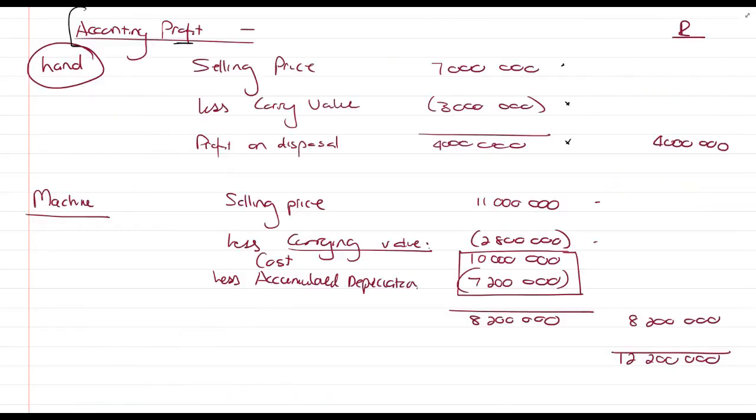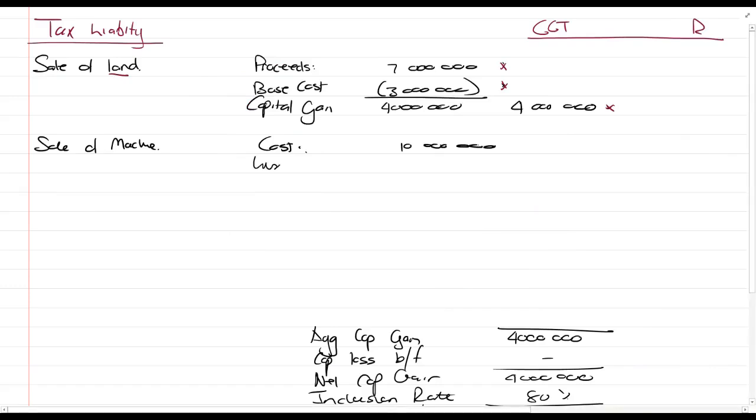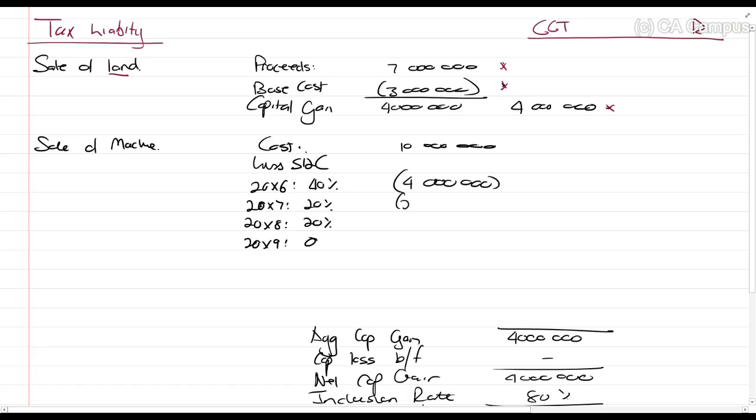That's just important for you to see. So let me explain why. So when we do this now, it's cost less section 12C. So 20x6, we would have claimed 40%. 20x7, we would have claimed 20%. 20x8, we would have claimed 20%. And 20x9, the current year, we would have claimed nil because it was not used in the production of income. So 4 million rands, 2 million rands, 2 million rands, and nil. Don't be caught out there. That gives us a tax value of 2 million rands.